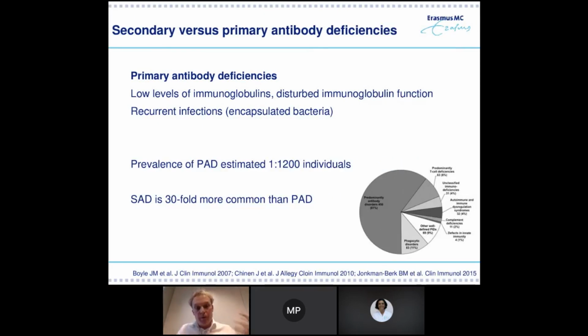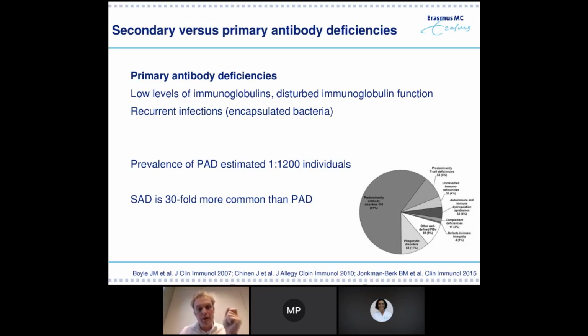To have a focus for today, because primary and secondary immunodeficiencies can affect all kinds of cells, I would like to focus on antibody deficiencies. Primary antibody deficiencies are characterized by low levels of immunoglobulins, disturbed response to immunization, so disturbed immunoglobulin function, and of course, recurrent infections. And as we all know, and this picture depicts the situation in the Netherlands, around 60% of patients with a primary immunodeficiency suffer from antibody deficiency. So it's clearly the most obvious primary immunodeficiency that we recognize.